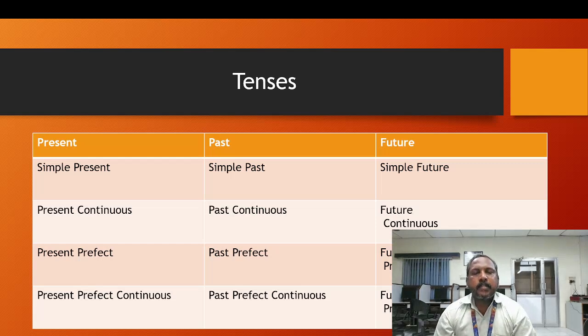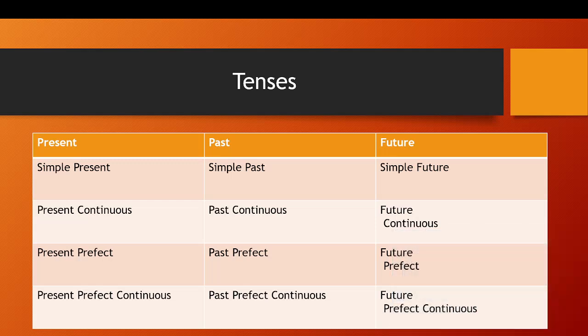The present tense is divided into four: simple present, present continuous, present perfect, and present perfect continuous. Then the past tense is divided into four: simple past, past continuous, past perfect, and past perfect continuous. Then future tenses are divided into simple future, future continuous, future perfect, and future perfect continuous.